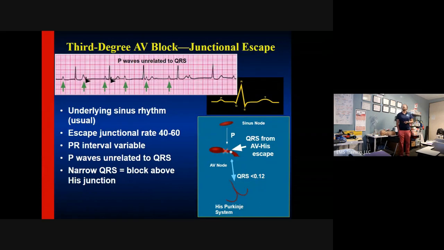Third degree AV block with a junctional escape rhythm. How do we know it's junctional escape? Look at that QRS there. It's narrow and it's just all over the place, right? And then we also have no atrial or ventricular correlation. The atria is not working with the ventricle like it's supposed to be. This is a third degree heart block.